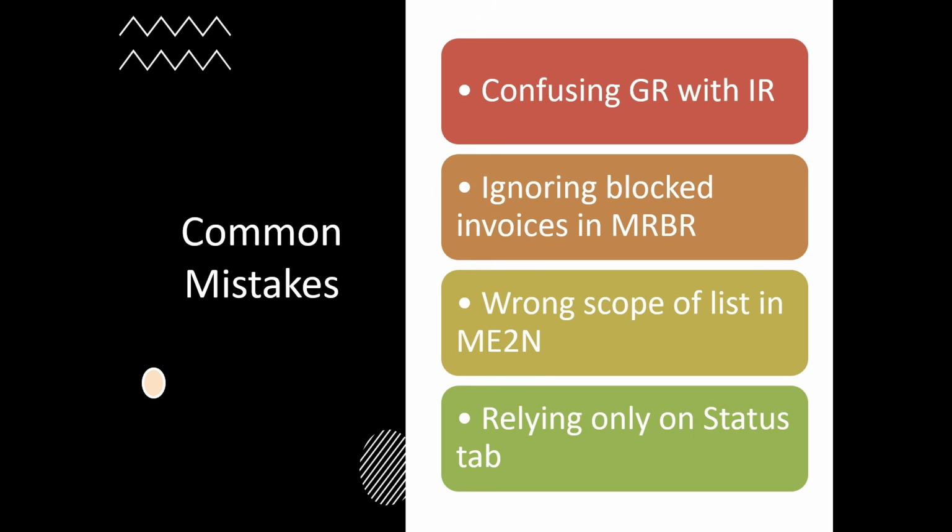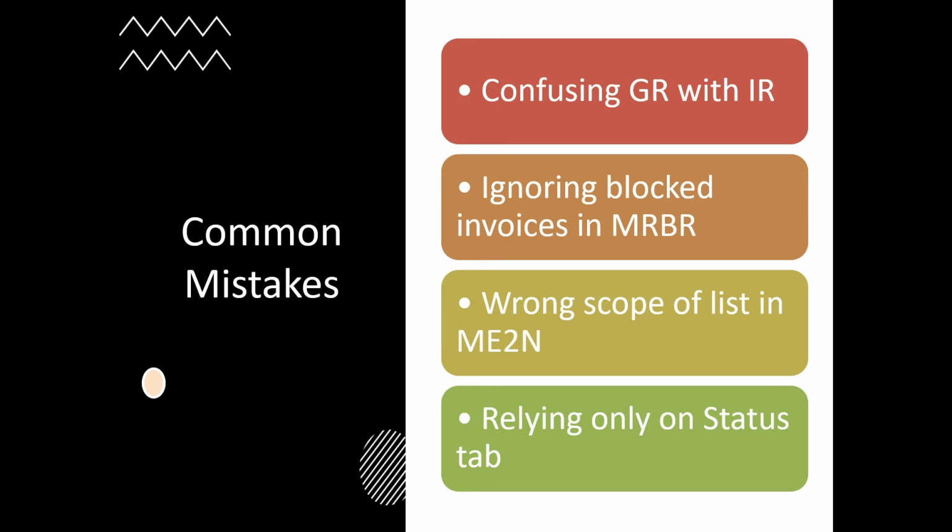There are some common mistakes. You should not confuse GR with IR. There will be situations when goods receipt will be done, but there will be no invoice receipt in the system. Another mistake is ignoring blocked invoices in MRBR. You should not ignore the invoices that are blocked in MRBR. You should always check for wrong scope of list in ME2N. If your scope of list is not correctly selected as ALV, then the data that will be visible will not be correct. So you have to enter ALV all the time before running the transaction.